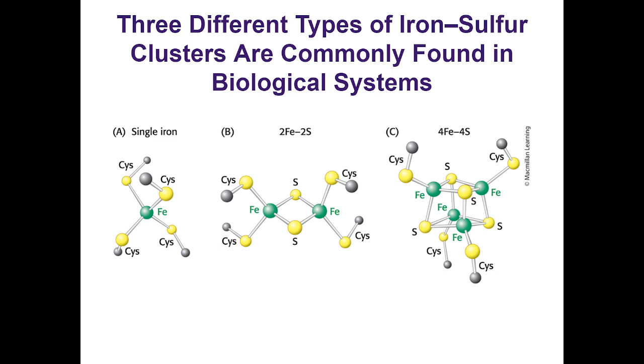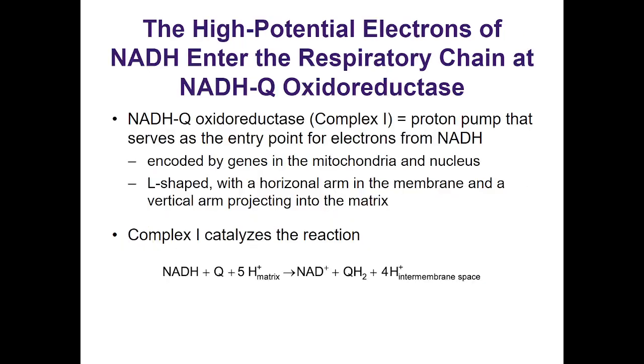Okay. So the NADH Q oxidoreductase, this is complex 1, in case you forgot your complexes and how those relate. This is the proton pump that's going to serve as the entry point for the electrons from NADH.